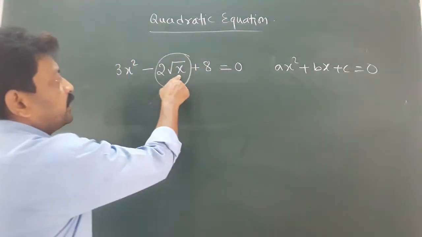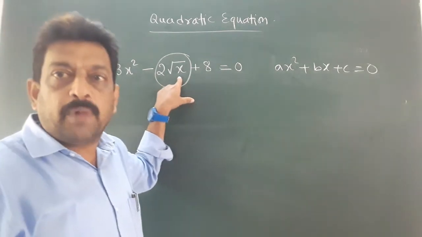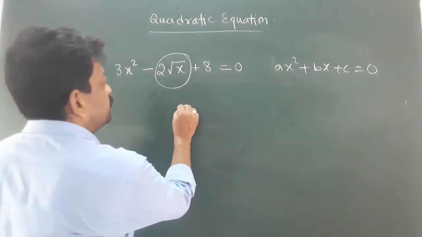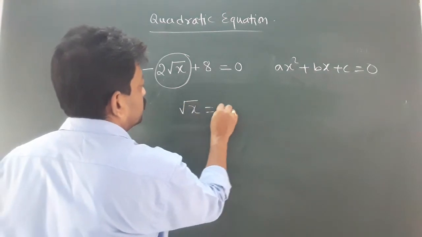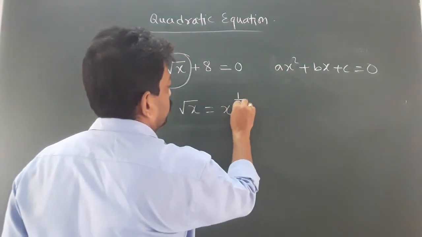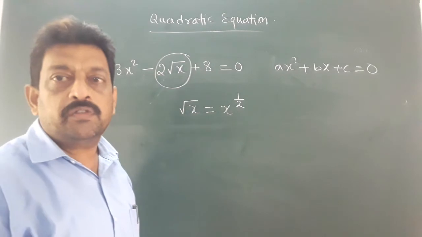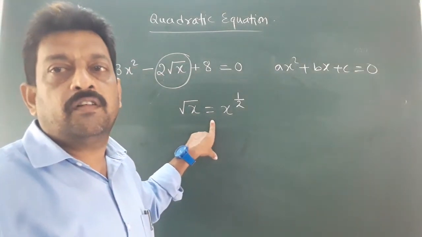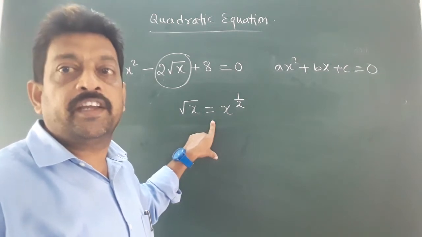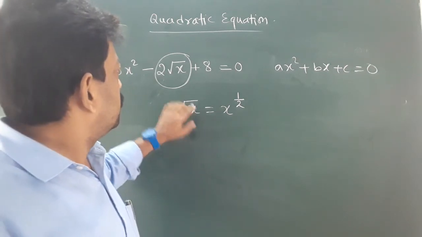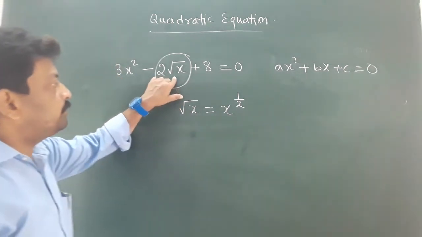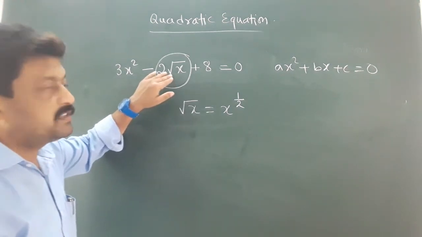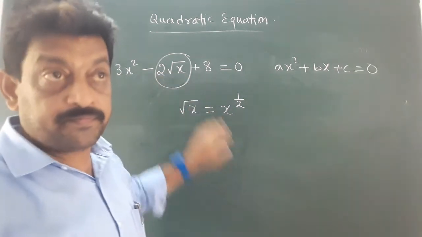here the power of the variable is a fraction. Root x means x to the power 1 by 2. So for quadratic equation, the power of the variable cannot be fraction or decimal or negative also. So here the power of the variable is fraction. So we can say that this is not a quadratic equation. Okay.